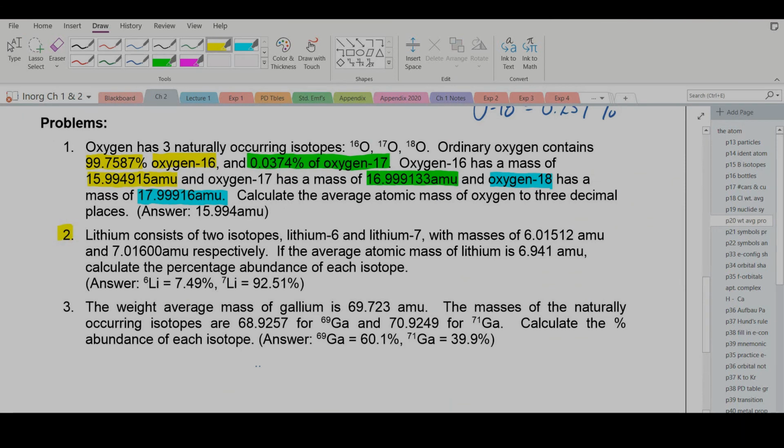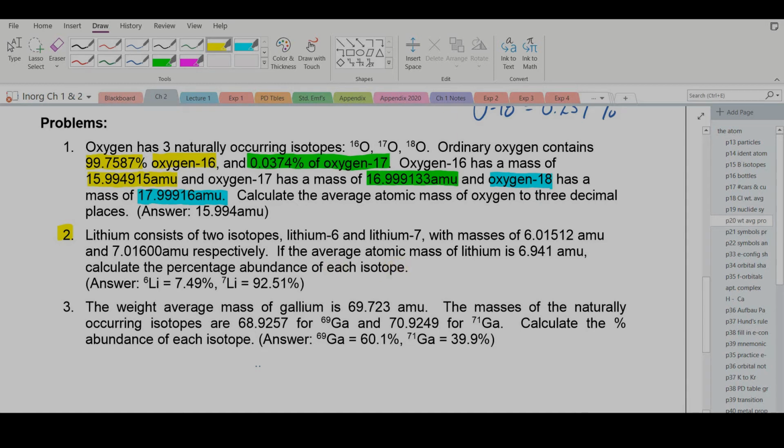We're told that lithium consists of 2 isotopes, lithium 6 and lithium 7. The masses are 6.01512 AMUs and 7.01600 AMUs respectively. If the average atomic mass of lithium is 6.941 AMUs, calculate the percentage abundance of each isotope. That's different. How are we going to do that?